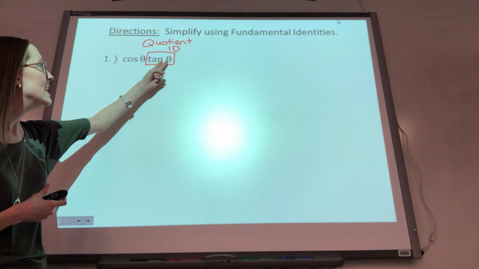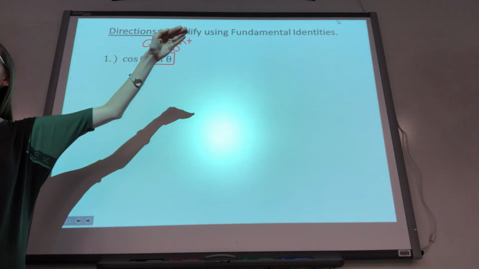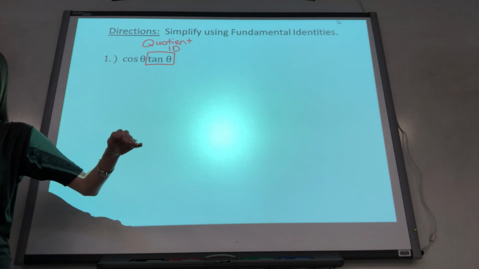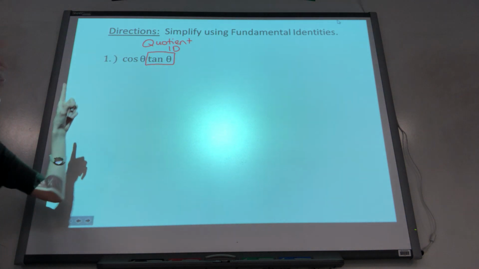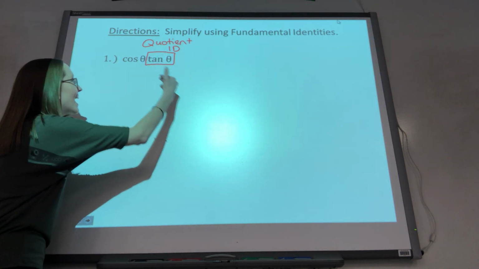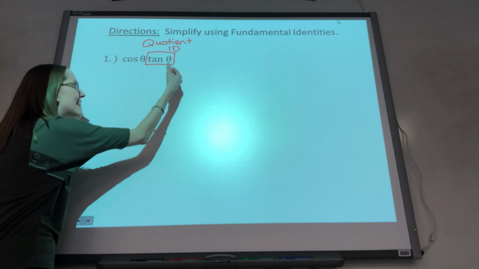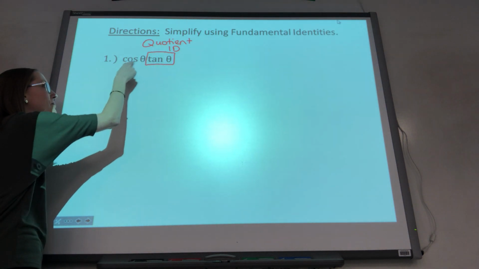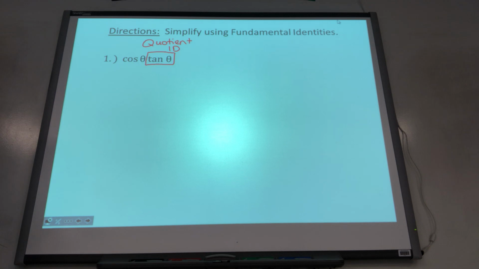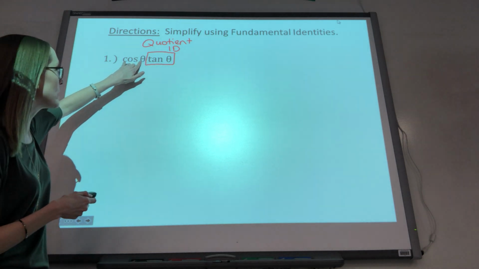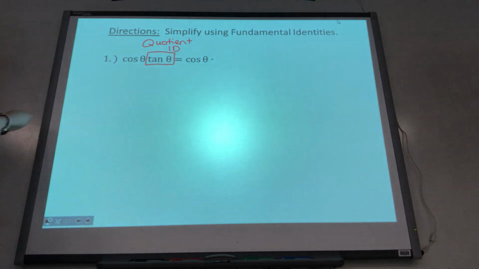Tangent of theta equals sine of theta over cosine of theta. Ding, ding, ding, cosine of theta. If I rewrite it like that, it will have something in common with the first part of the expression. So I'm leaving cosine of theta alone. I'm going to put that part out front.